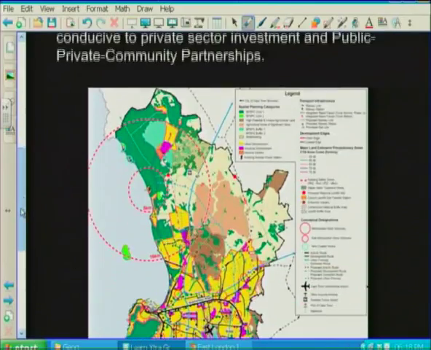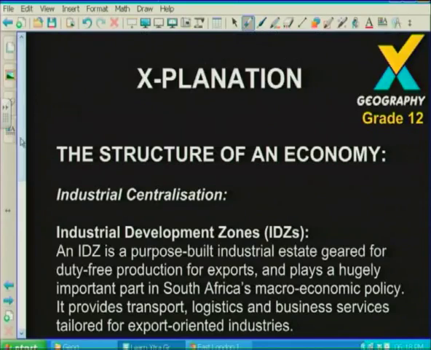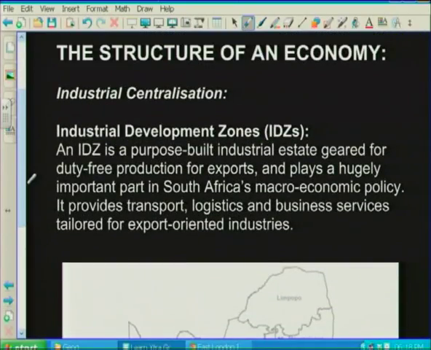The second economic approach or plan that governments try to use is something called an IDZ. Now, IDZ stands for Industrial Development Zone. IDZs are basically purpose-built industrial estates geared for duty-free production of goods that we export, and it plays a hugely important role in South Africa's macroeconomic policy, right? It provides transport, logistics, and business services that are tailored for the export-orientated industry.